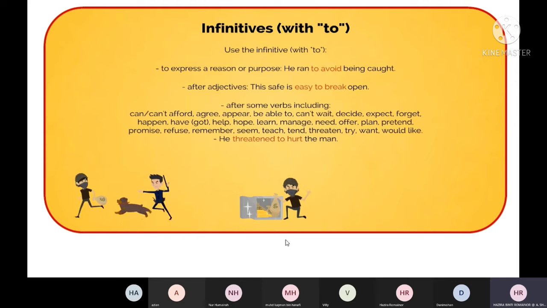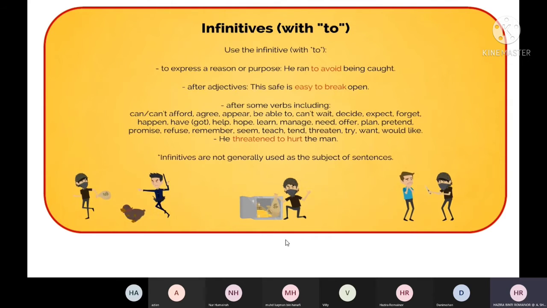After certain verbs including can or can't afford, agree, appear, be able to, can't wait, decide, expect, forget, happen, have or have got, help, hope, learn, manage, need, offer, plan, pretend, promise, refuse, remember, seem, teach, tend, threaten, try, want, would like. For example, he threatened to hurt the man. Infinitives are not generally used as the subject of sentences.